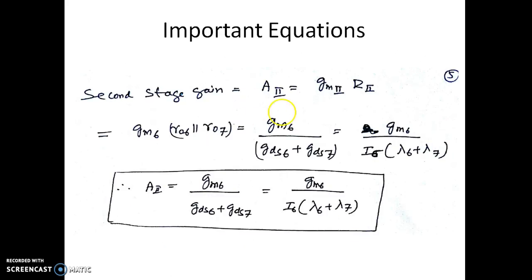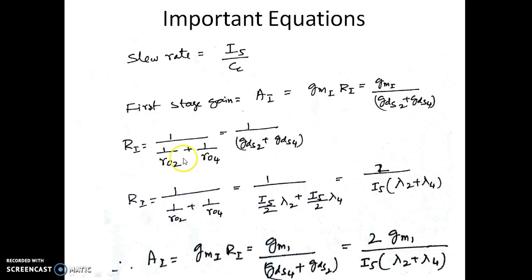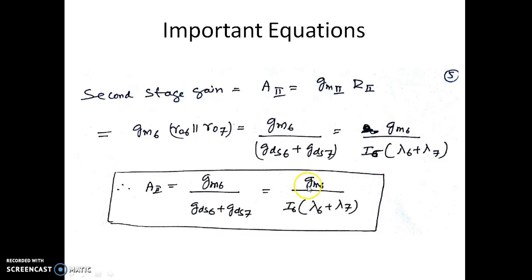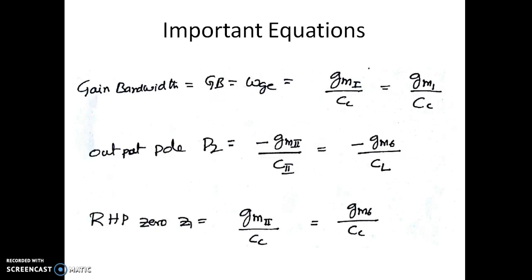Similarly, for the second stage, we can write it as GM6 divided by I6 into lambda 6 plus lambda 7. The current flowing through the second stage is I6, and there is no 2 term here, because in the previous case the term 2 was due to the current flowing through the first stage being half of I5, so that 2 goes to the numerator. But in this case there is no 2. It is GM6 and the current flowing through the second stage, I6, and the channel length modulation factors of the M6 and M7 transistors.